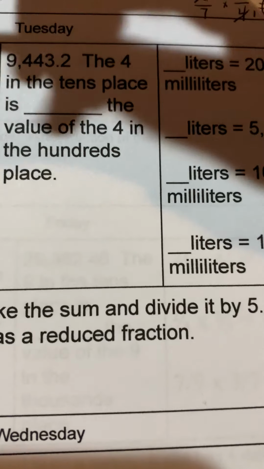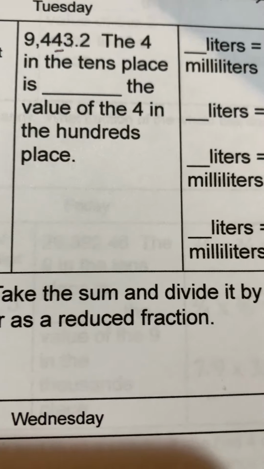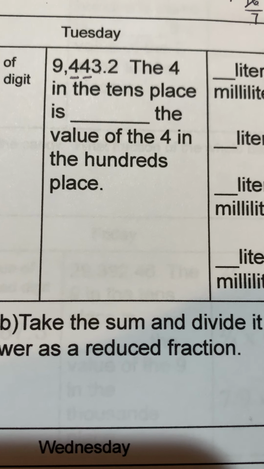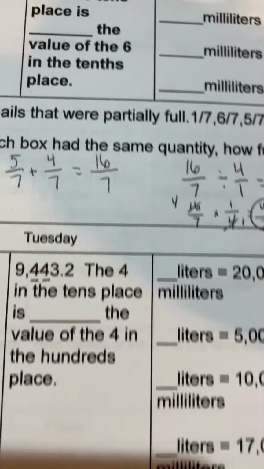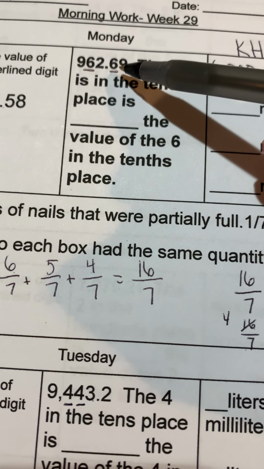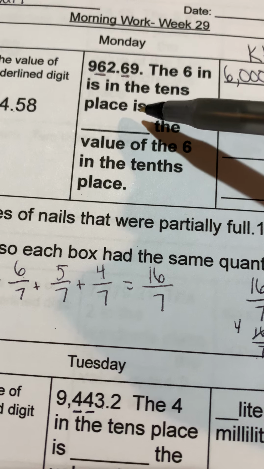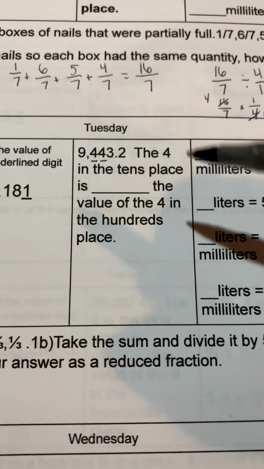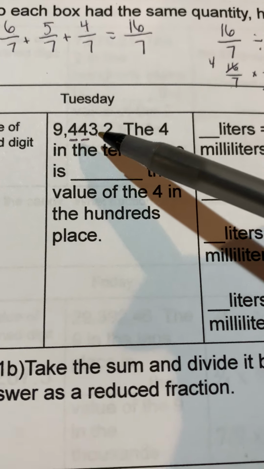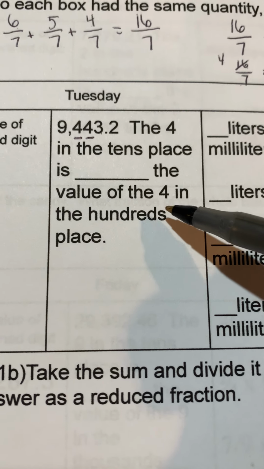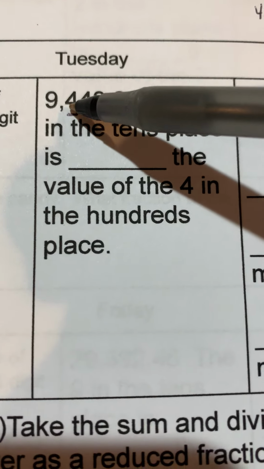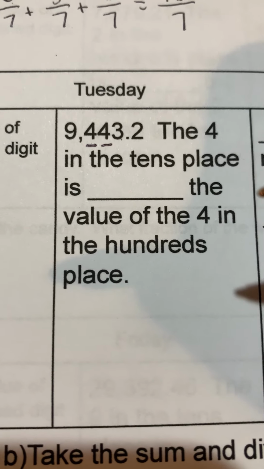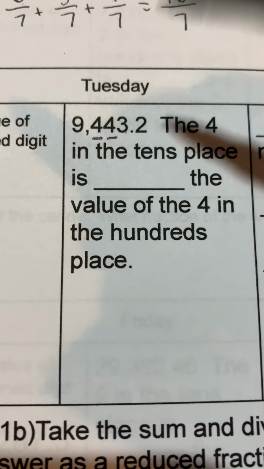The next one, 9,443.2. The 4 in the tens place is blank the value of the 4 in the hundredths place. So yesterday for Monday's morning work, I just wanted you to notice that the 2 numbers were different from each other. Even though they're both 6s, they're in different place values. This number is a lot larger than this 6. So now, today, we're going to take it to the next level. The 4 in the tens place is blank the value of the 4 in the hundredths place. How much larger is this 4 than that 4? Is it 10 times larger? Is it 3 times larger? You have to determine that.